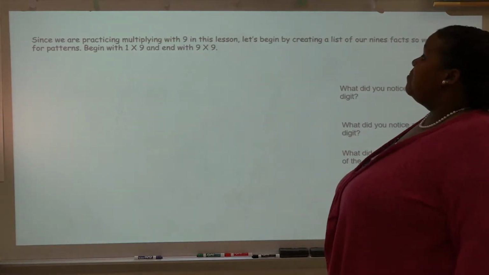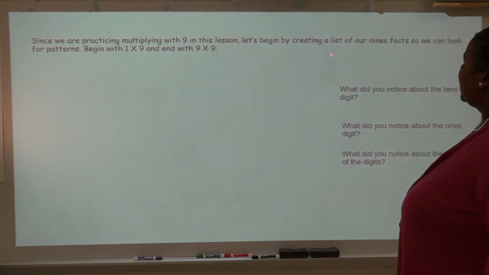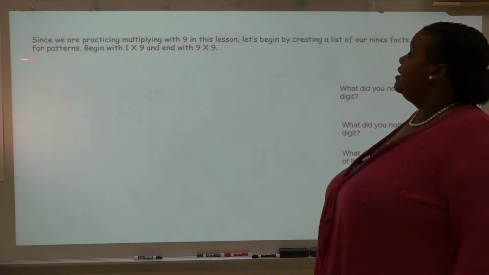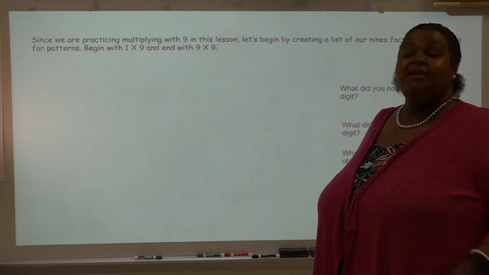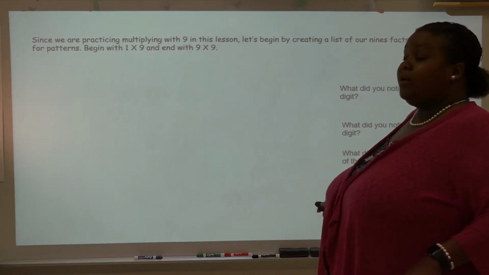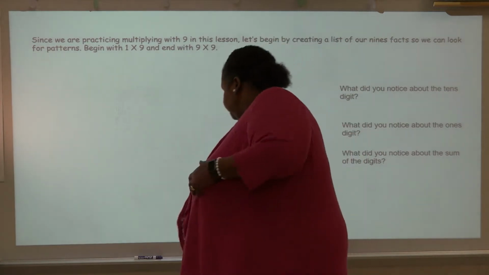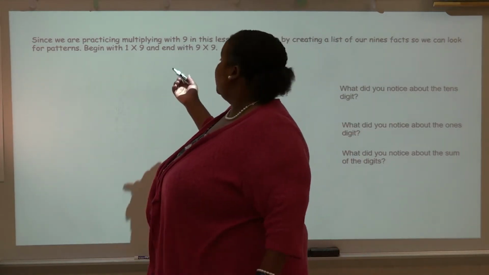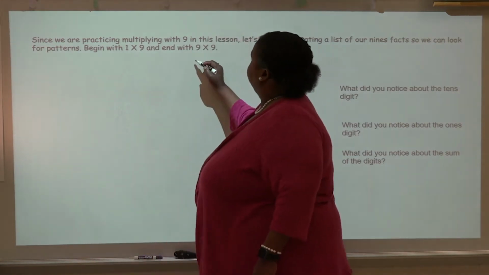Since we are practicing multiplying by 9 in this lesson, let's begin by creating a list of our 9 facts so we can look for patterns. Begin with 1 times 9 and end with 9 times 9. As I write it here, I want you to write it on your paper. So again, I'll be starting with 1 times 9 because we're going to be looking for patterns.